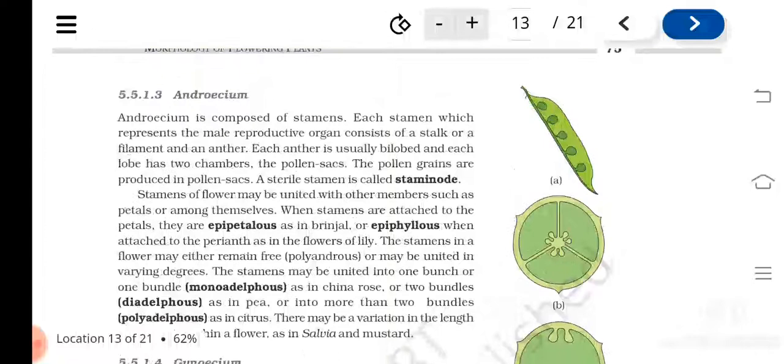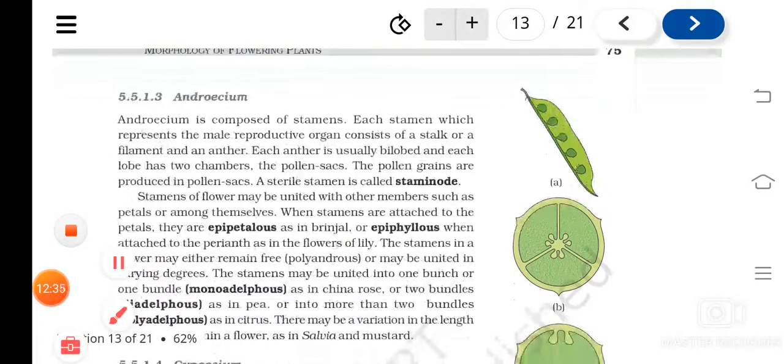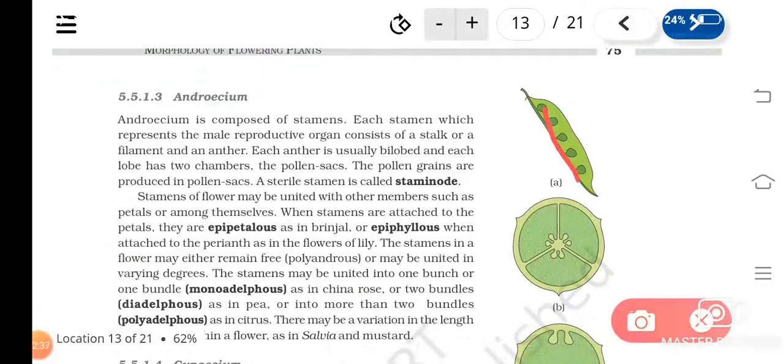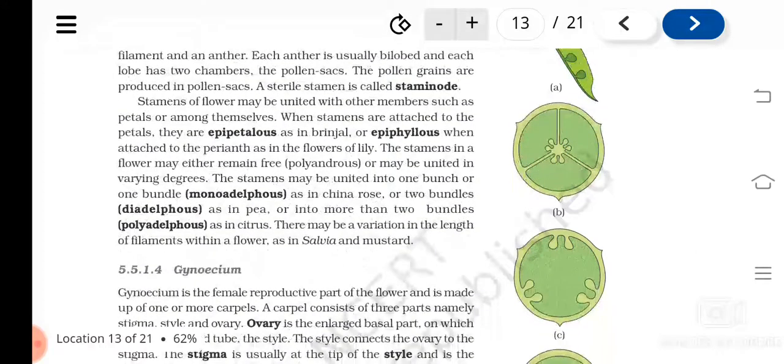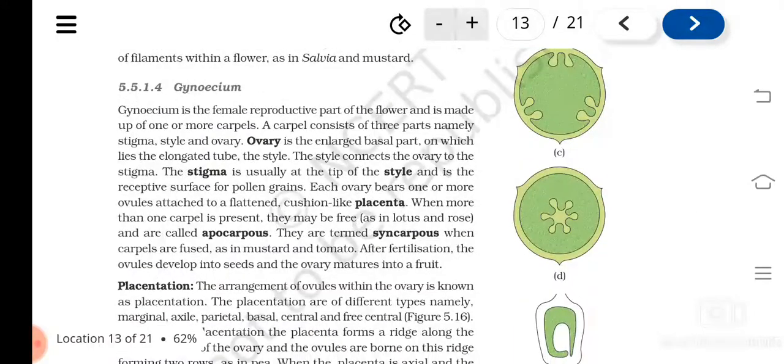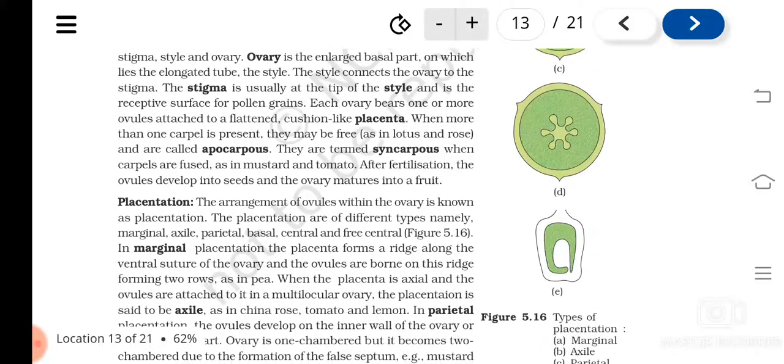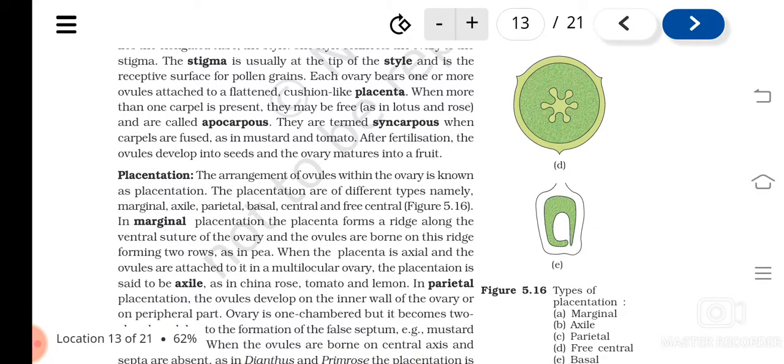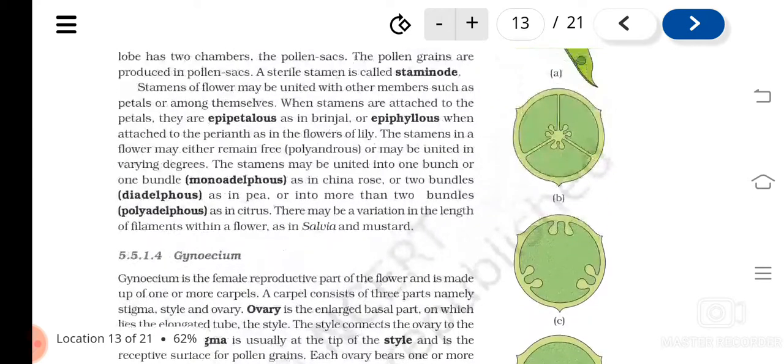Marginal, where you can see the seeds are attached to the ventral suture of the fruit on one side. Okay, then you can see axile, where the seeds or ovules are arranged around a central axis in a multilocular ovary.